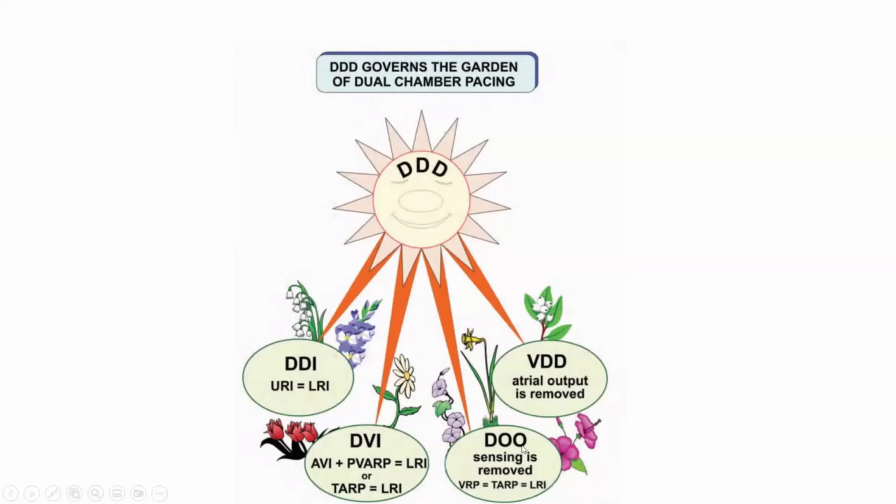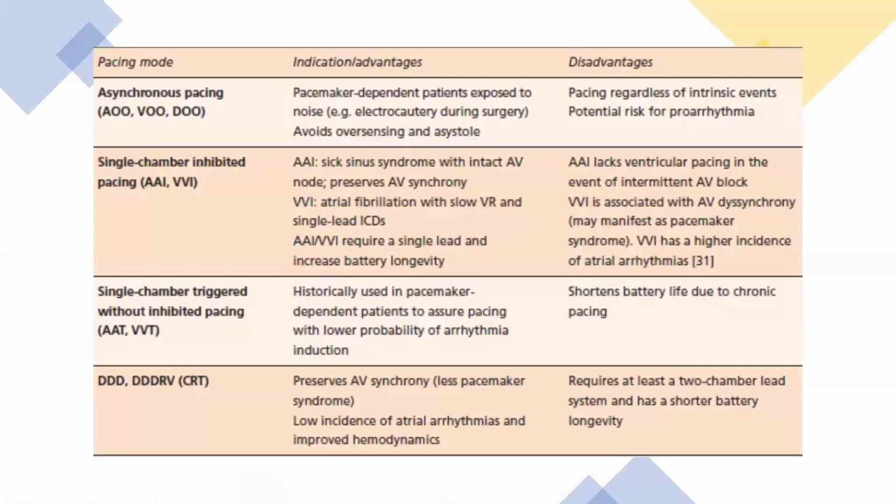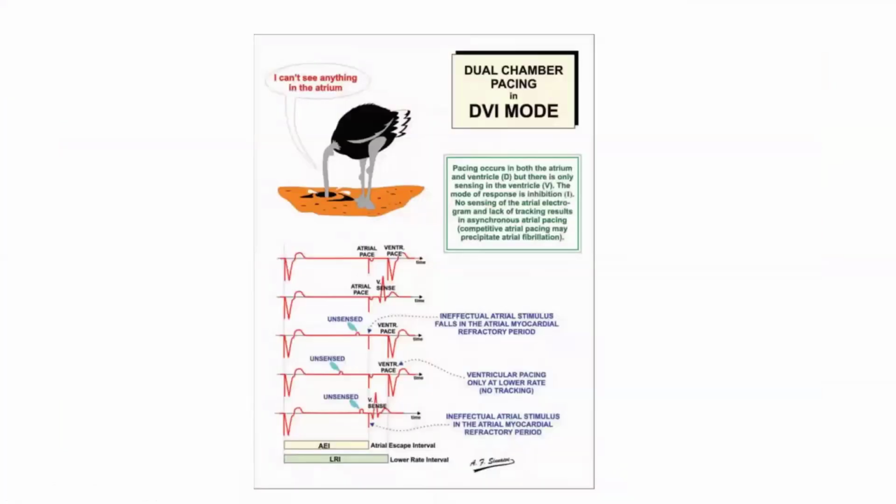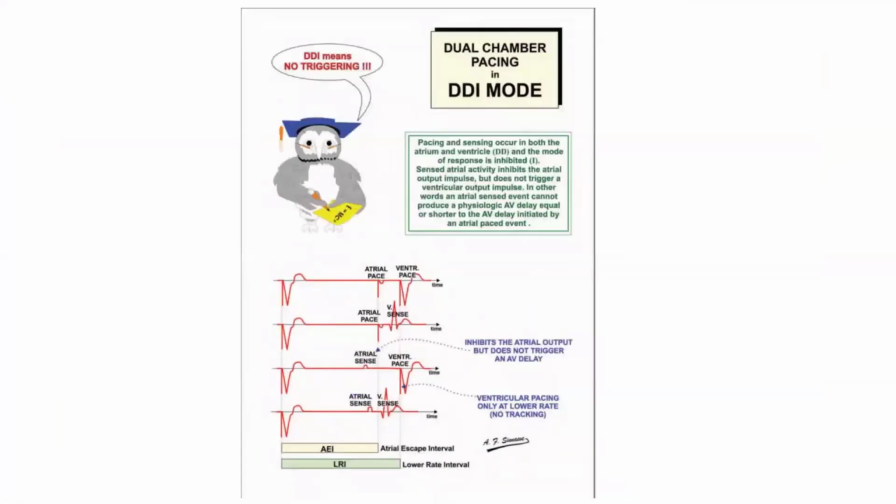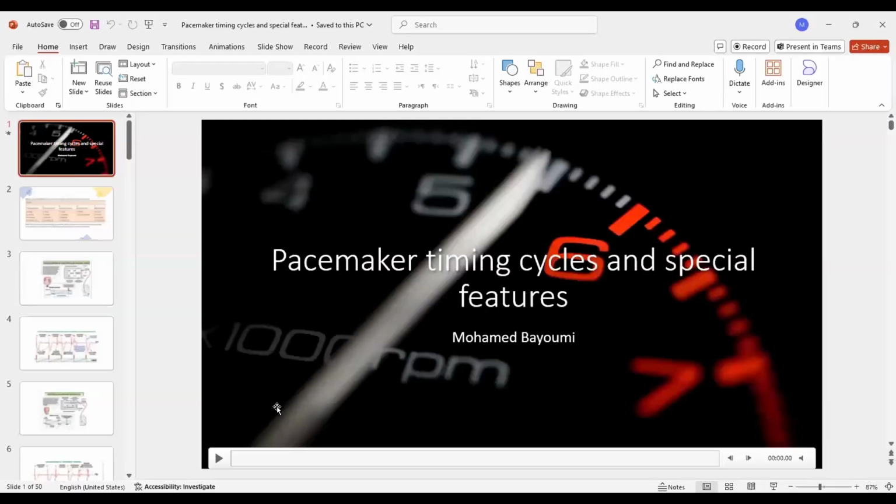DOO: pacing both atrium and ventricle, no sensing, and there is no response to sensing. This is a mode of just pacing. It's similar to VOO. Sometimes I use it if I am fearing interference, or the patient is going for an operation. DDI is like a VVI. We will not go into details now. So this is a very, very rapid review of the pacemaker and timing cycles. I hope you enjoyed it, and I'm ready for any questions.